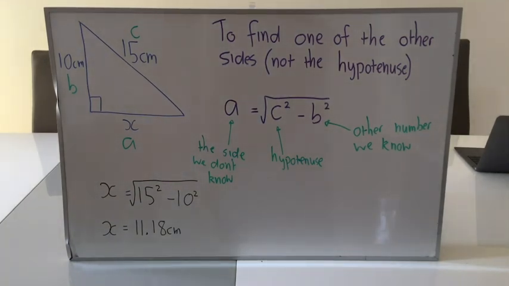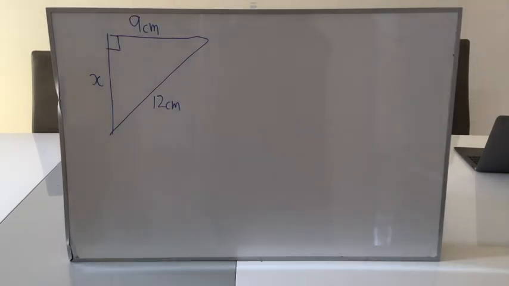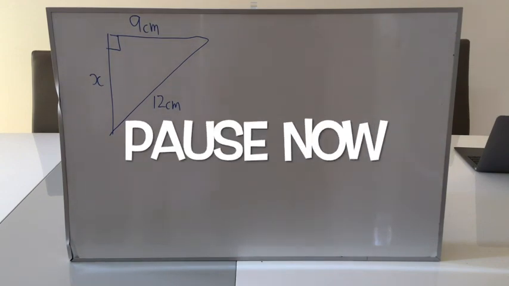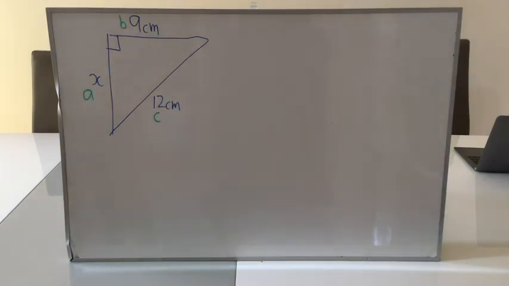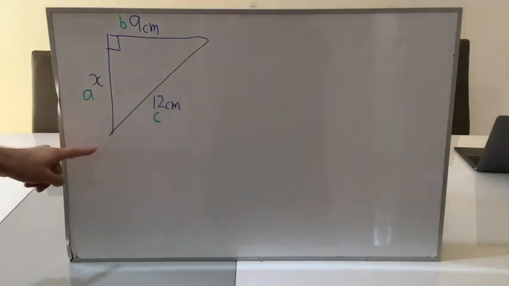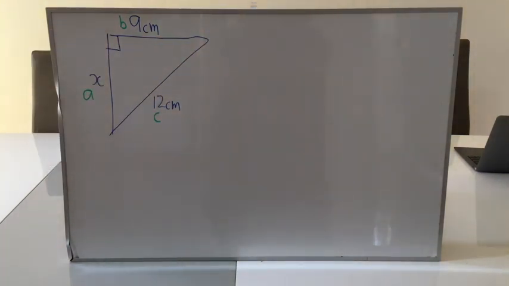I'm going to put one more on the board to practice, and then we're done. Okay, copy down this triangle, please, and label the sides with A, B, and C. Your labelled triangle should look like this. A is the side that we don't know, the one that we're trying to find out. C is always the hypotenuse, the diagonal side, and then B is the other number.